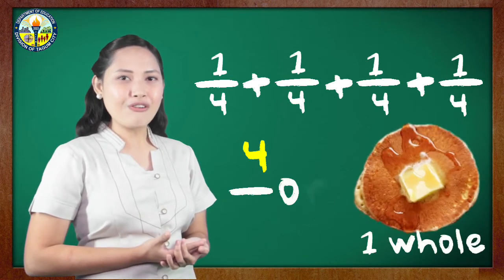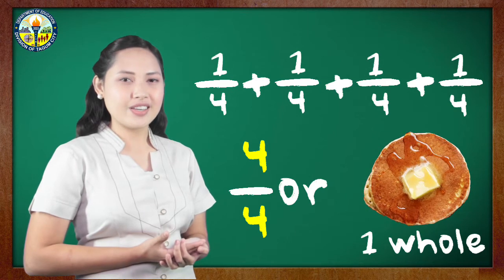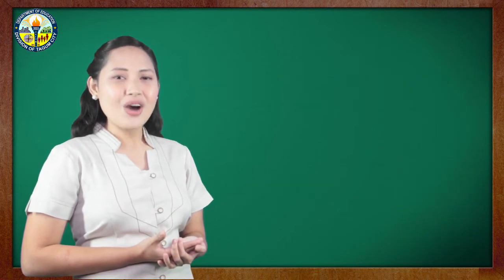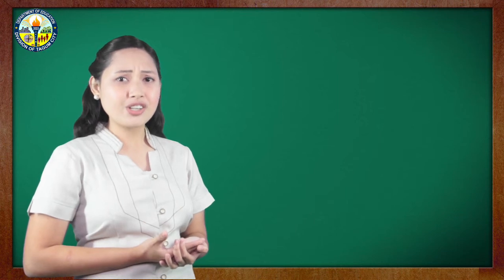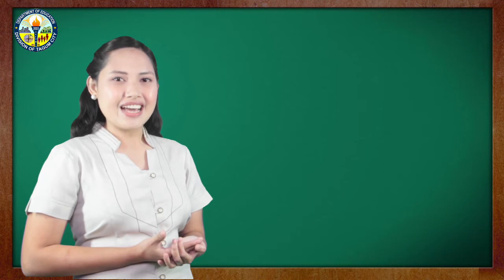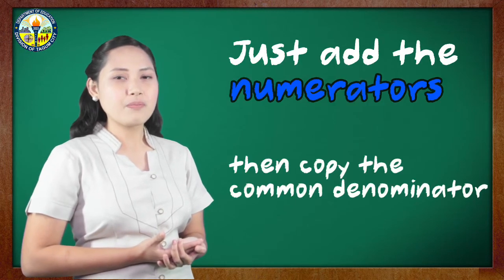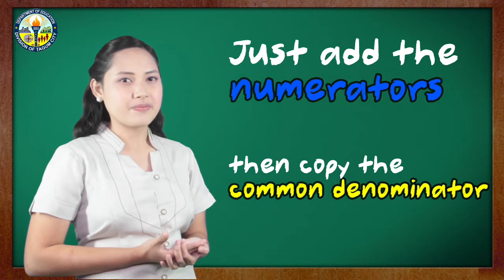Okay, 4/4 or 1 whole hot cake. How did you get that? What's the rule when you add similar fractions? Correct! In adding similar fractions, just add the numerators, then copy the common denominator.